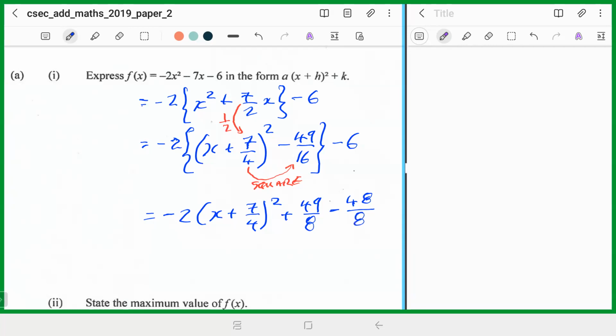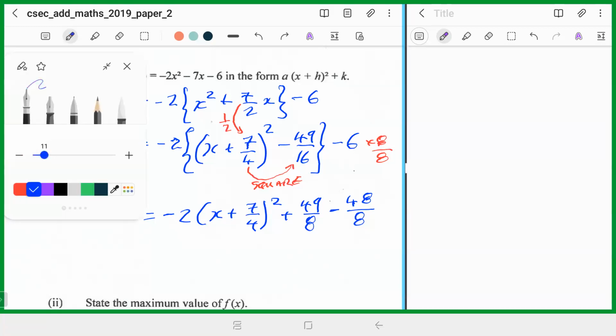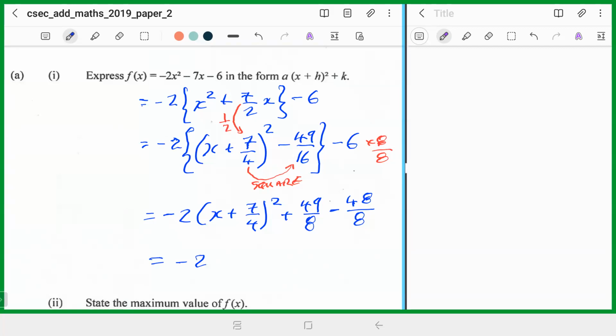Why did I do that? Because this is our denominator of 8. I want to convert this into a fraction with a denominator of 8. So I'm going to multiply by 8 and divide it back by 8. That's how I'm going to get this. I want it to become a fraction with 8 on the denominator. And so this then becomes equal to minus 2 into x plus 7 over 4 squared plus 1 over 8.